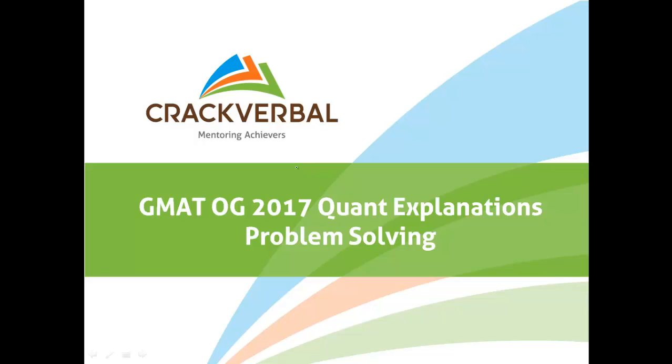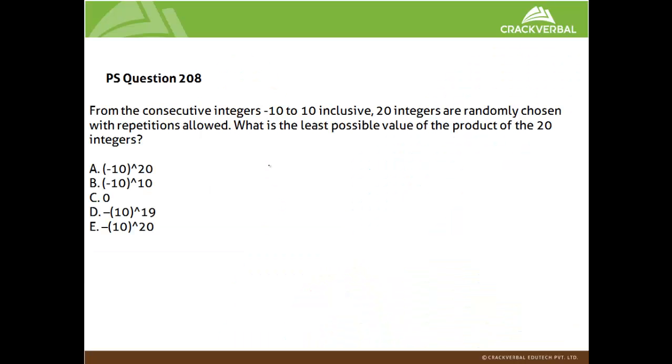Hi, in this video we will be discussing GMAT Official Guide 2017 edition Quant Problem Solving question number 208. Let's have a look at this question. The question says from the consecutive integers minus 10 to 10 inclusive.